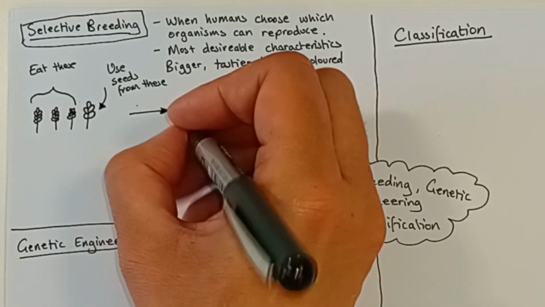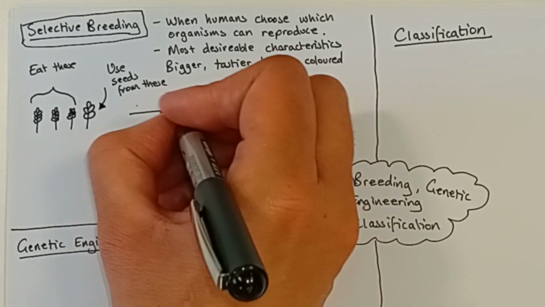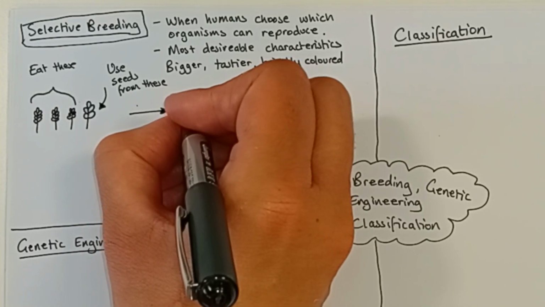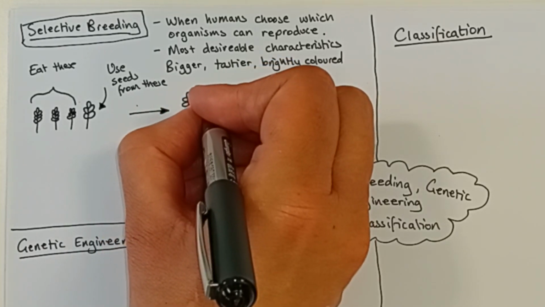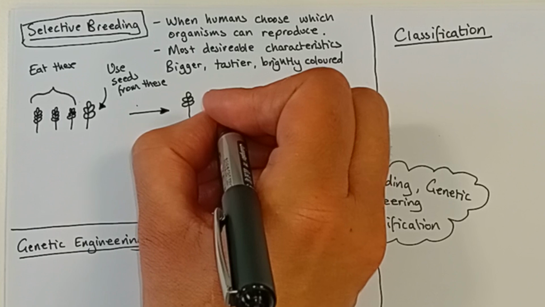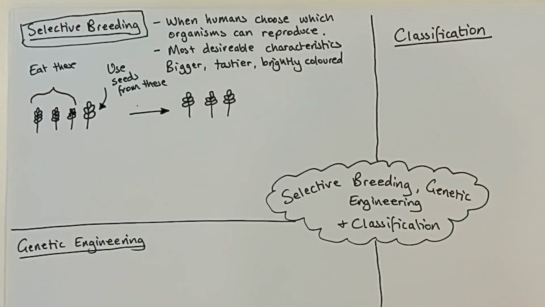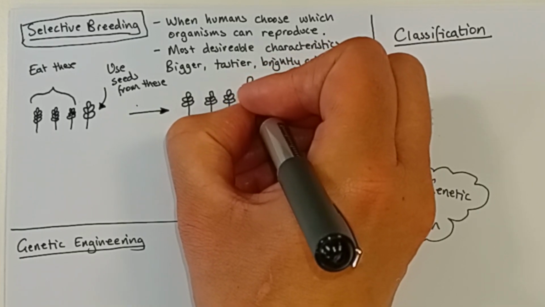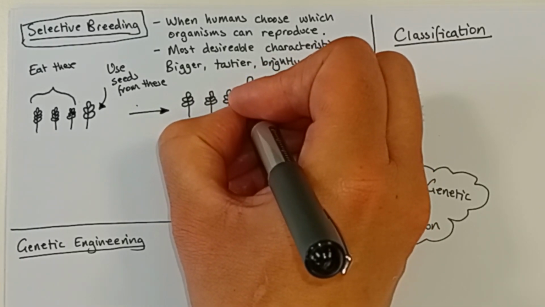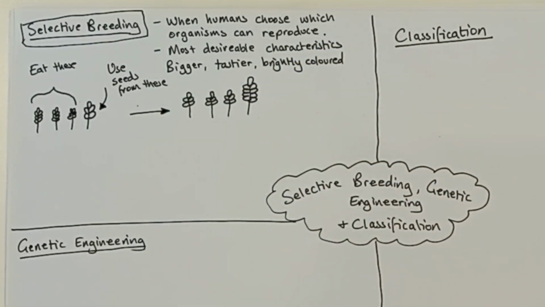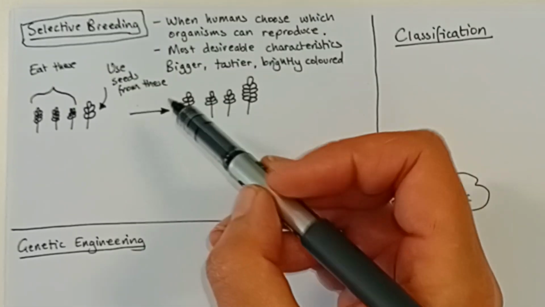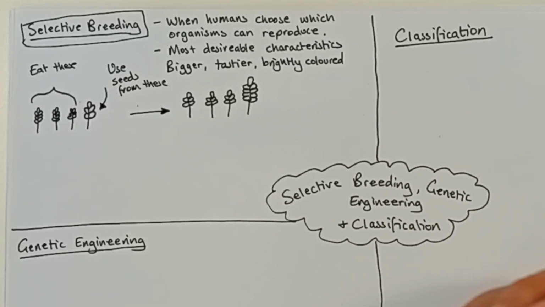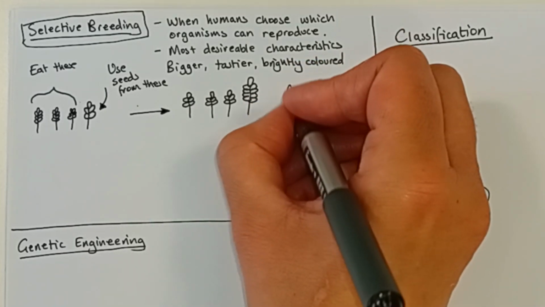Which means next year, you're going to have a higher yield, but equally then you might have a variety of wheat that has big seeds, but also more of them. So you choose that one to save the seeds for next year, and so on and so on and so on. And so over the generations, the characteristics are changed. So it's also called artificial selection.